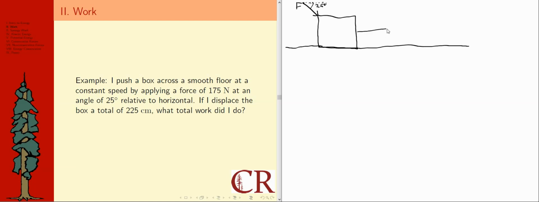And it is displacing horizontally a distance d. And here I'm going to say F is equal to 175 newtons, d is equal to 225 centimeters, based on the numbers given to me. But clearly force and displacement are not in alignment perfectly. So the work formula I'd like to use in this scenario, instead of the simplest case, would be the simple case of F d cosine theta.